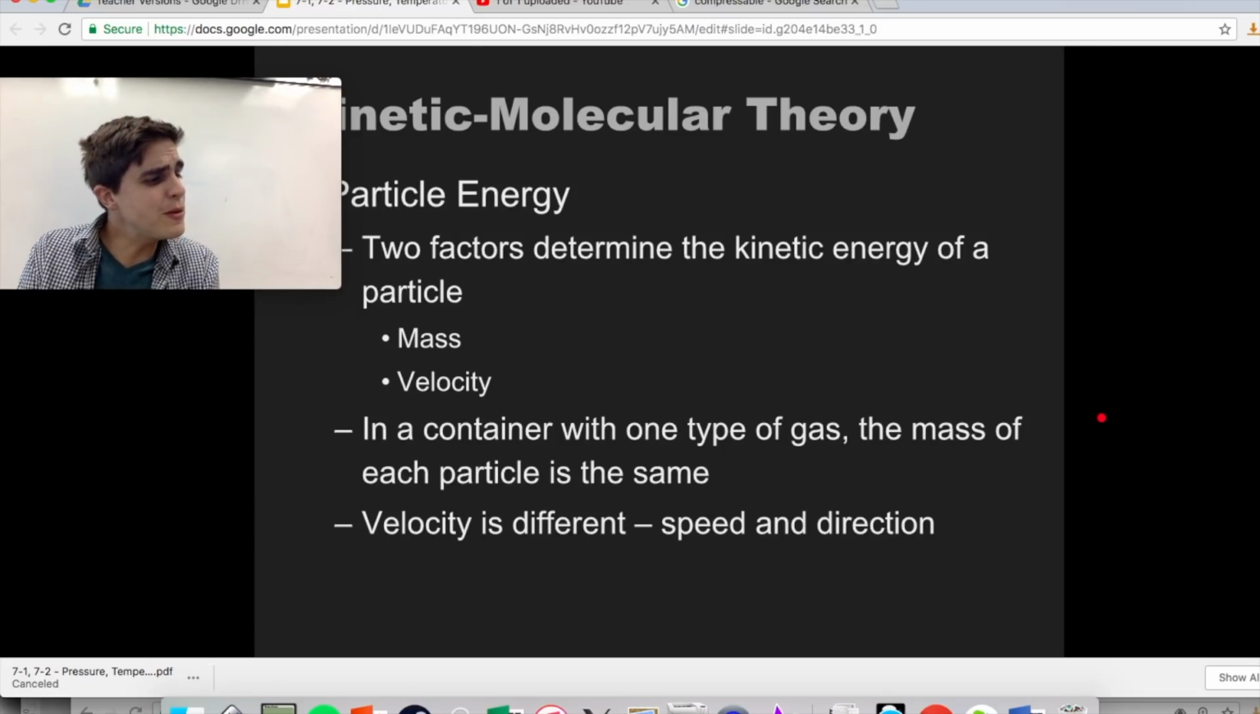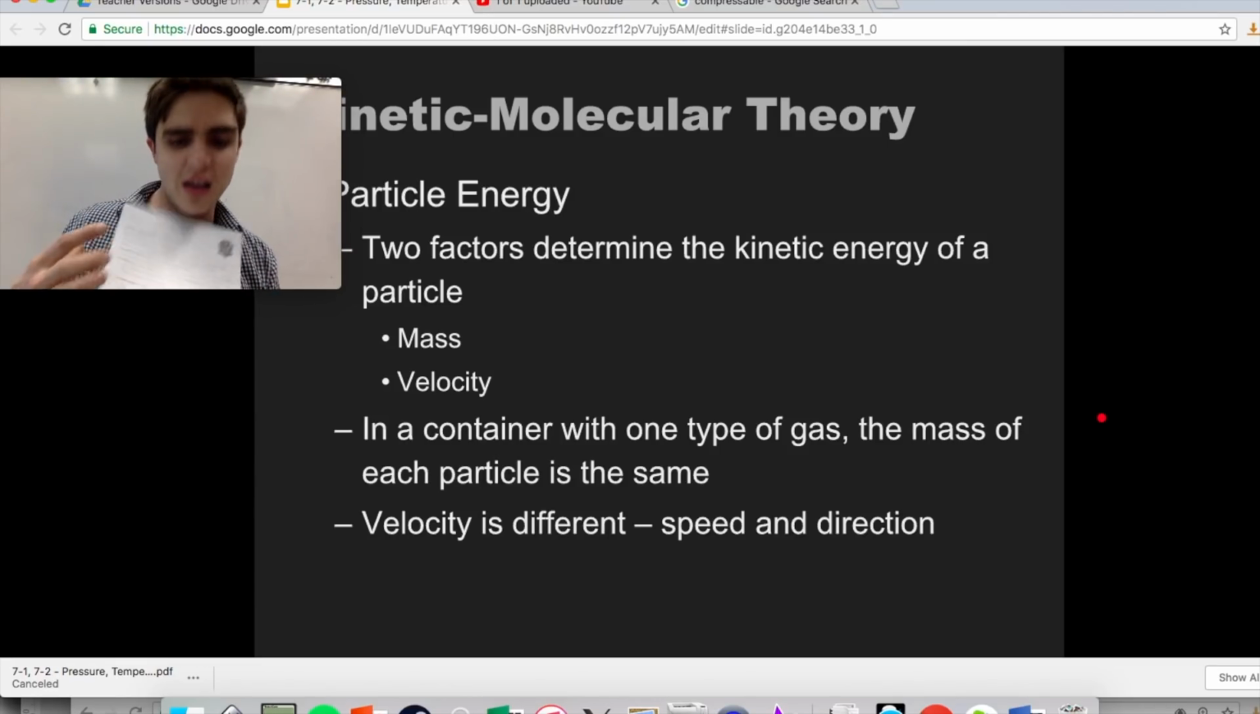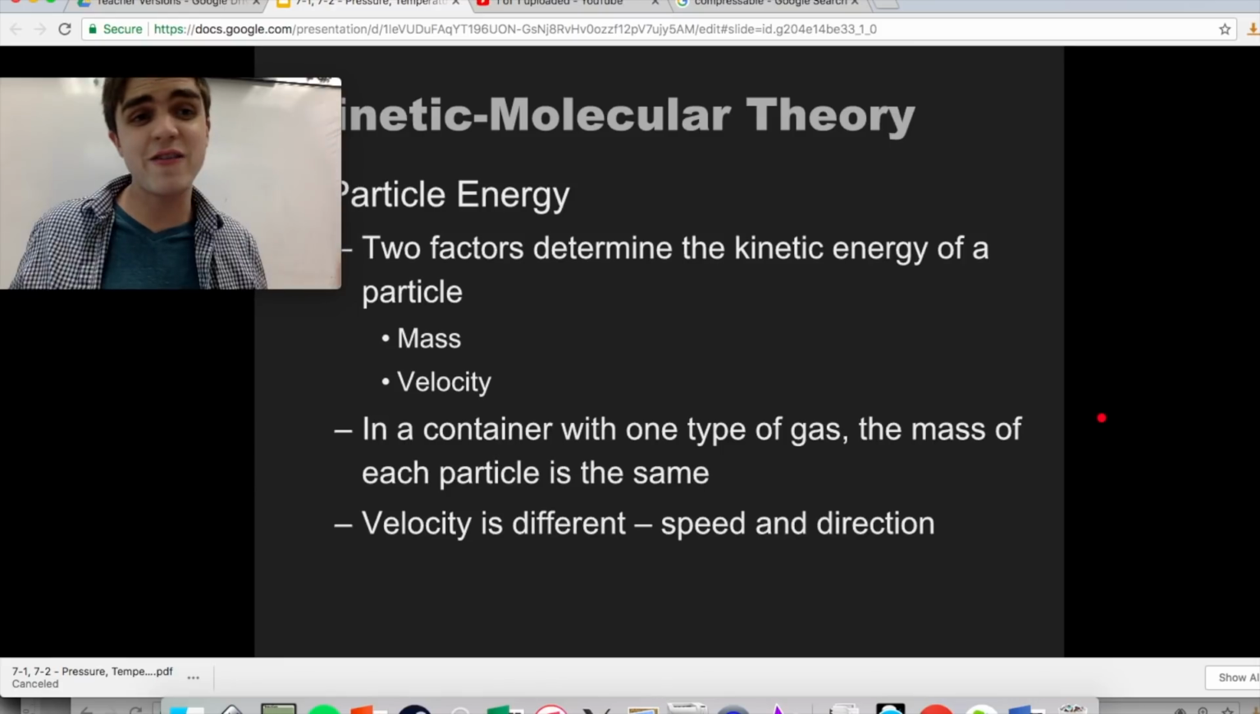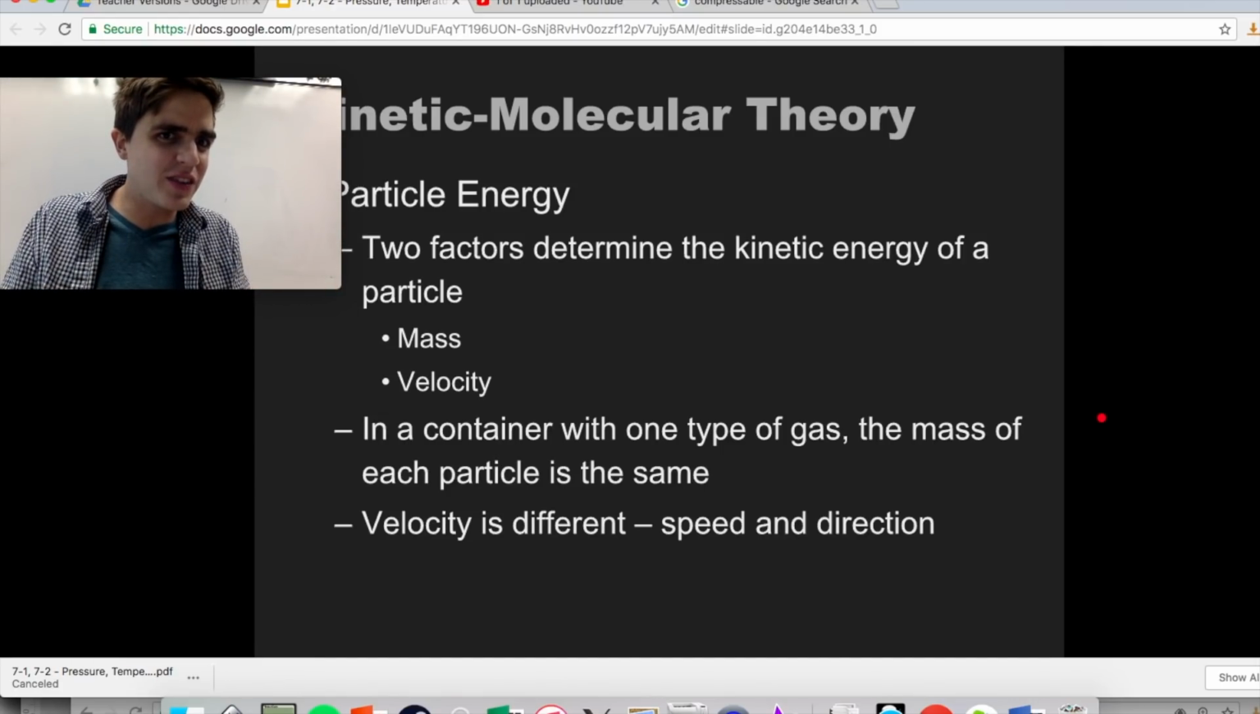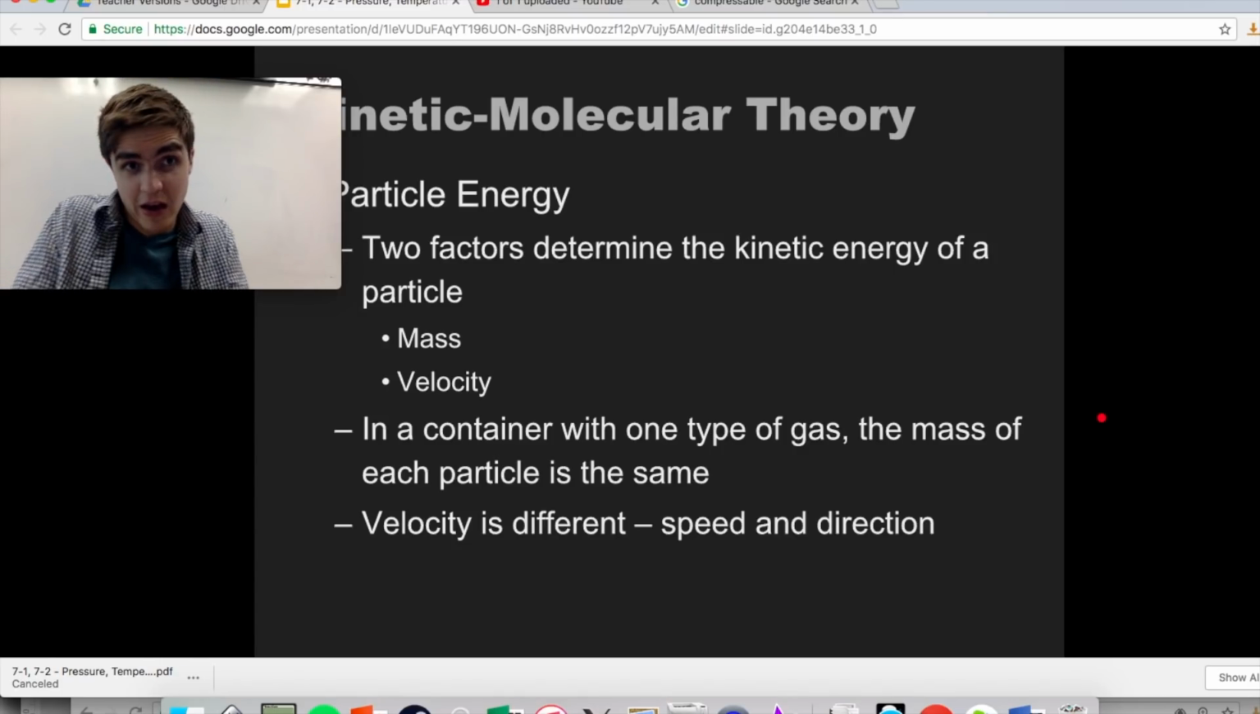Okay. That being said, the mass and the velocity do matter, and that's what determines our kinetic energy. Once you get to physics, you'll see the equation 1/2 mv squared. I don't care about that right now. The m and the v change things. If I don't have a mass and a velocity, I don't have energy.